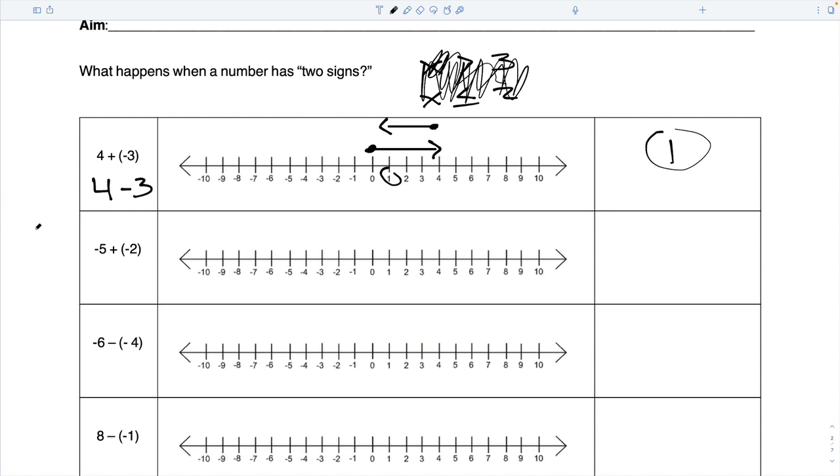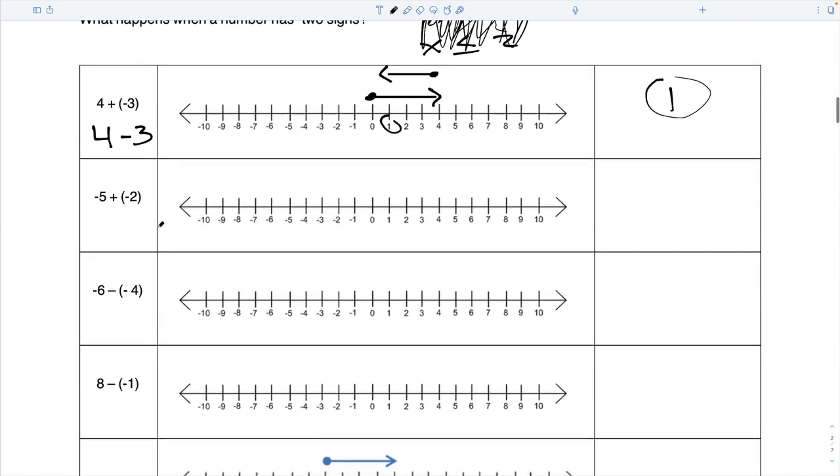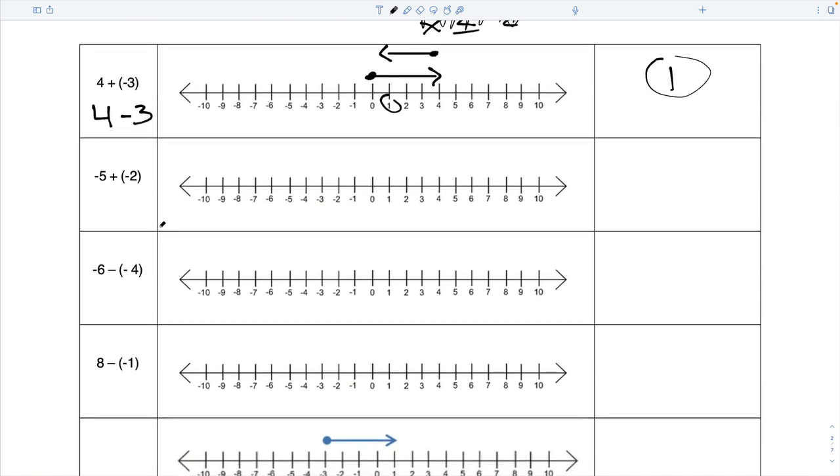How do I rewrite the -5 plus the -2? Colton. I'm going to rewrite it with one sign. How do I make it just have one sign? Minus. Hadley. -5 minus 2. Perfect. So I'm going to start at 0. I'm going to go 5 to the left. Make an arrow. I'm going to go back to -5 and go 2 to the left. What's my answer, Chad? Put -7 and circle it.